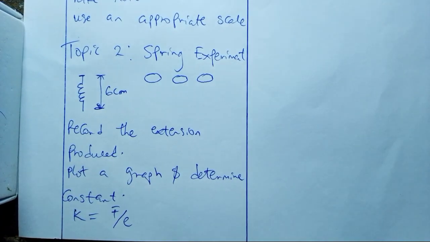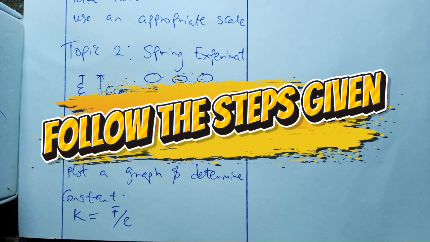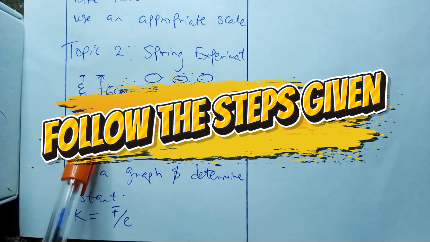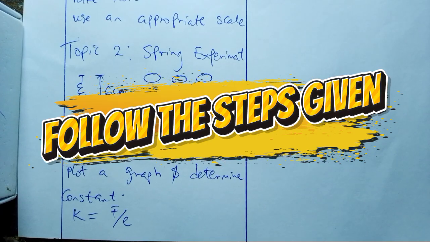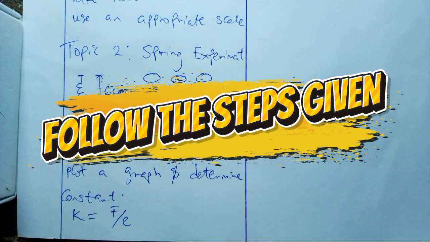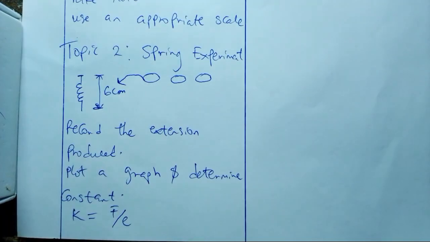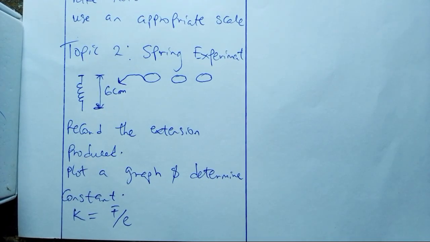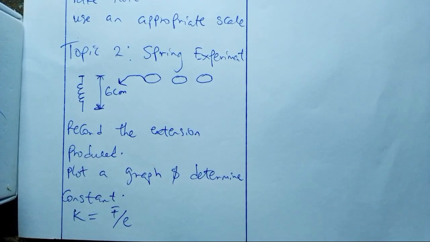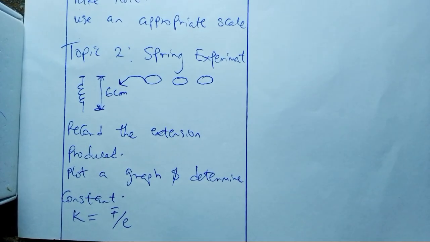Many students forget to record their readings properly. Always double check your values before moving to the next step. So don't forget, you'll be given a spring, measure the original length of the spring. You'll be given masses. Any mass you add, you measure the length, add another mass, measure the length, then you record the extension produced. Plot a graph and determine the constant K, which is what? Force over extension.